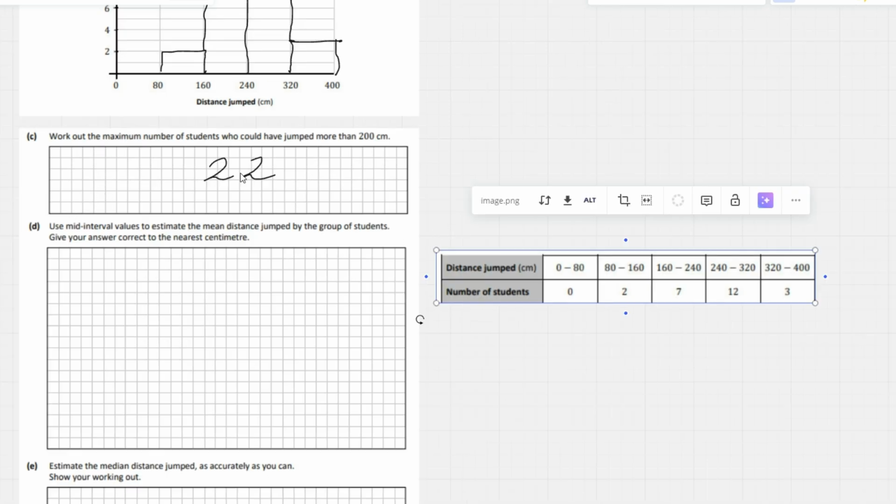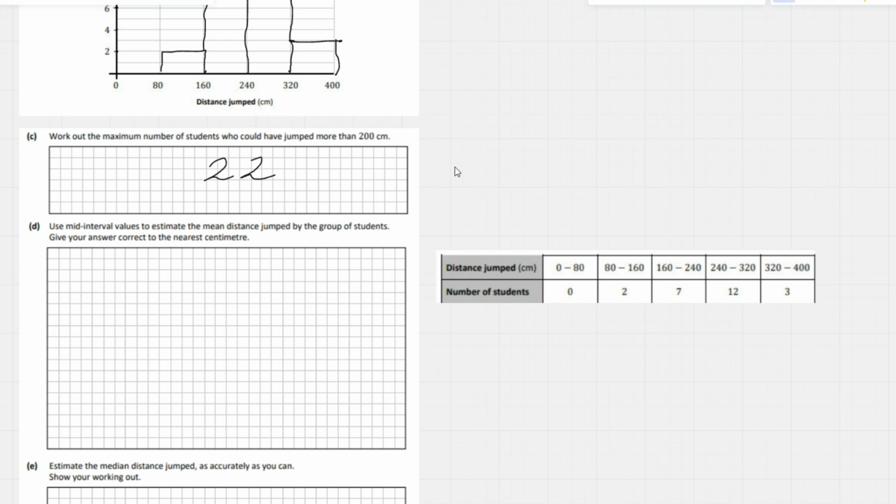Okay, so for part D, I dragged the table over here so we can see it. We want to use mid-interval values to estimate the mean distance jumped by a group of students. Give your answer correct to the nearest centimeter. So we have 2 terms that come from statistics that we have to understand here. First, let's look at what mid-interval means.